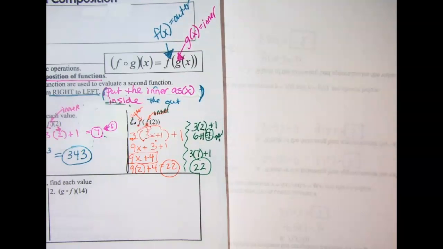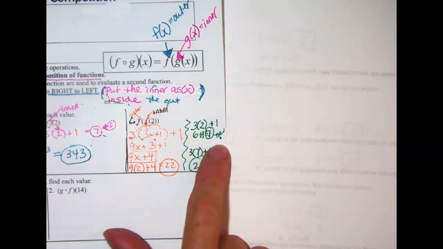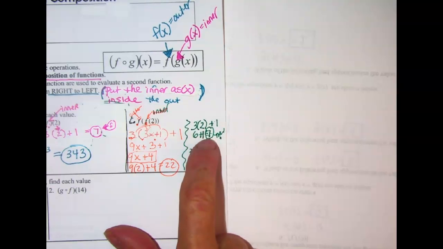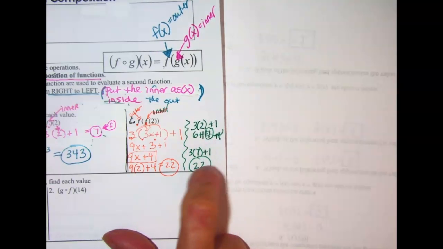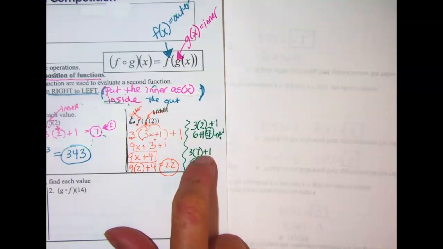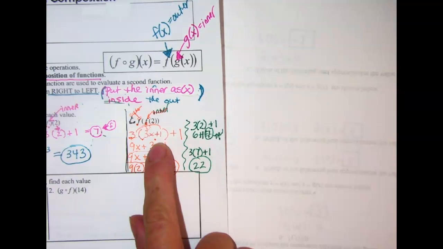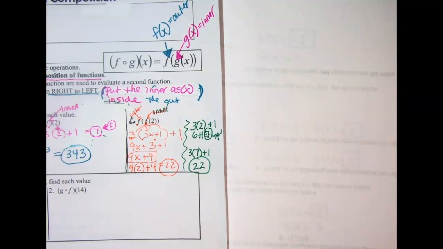So both ways are okay to do it. Some teachers prefer you do it this way, where you plug the number into the inner one, get a new number, and then you use that new number and you plug it in. I'm okay with combining them. Again, it's either way you choose.